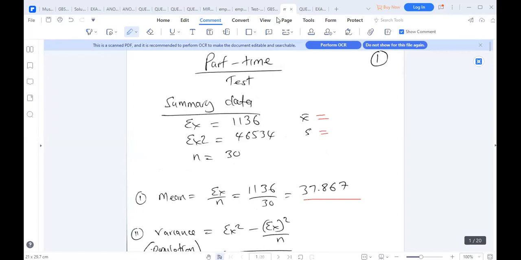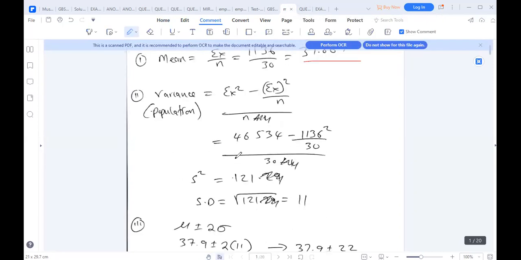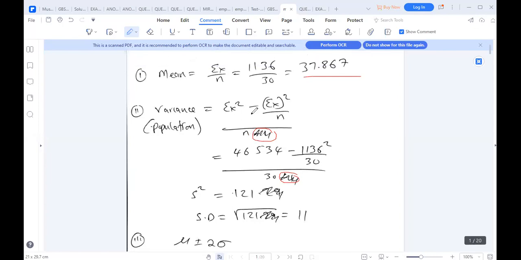And the variance. Now, this variance in this case was population variance. How do we know it was a population variance? When you go to our question, it says applicants for a certain job and an aptitude test. So this is a set of all the applicants that came through. So we're using population variance. We discover that population variance doesn't have minus 1. So this is a mistake people were making.